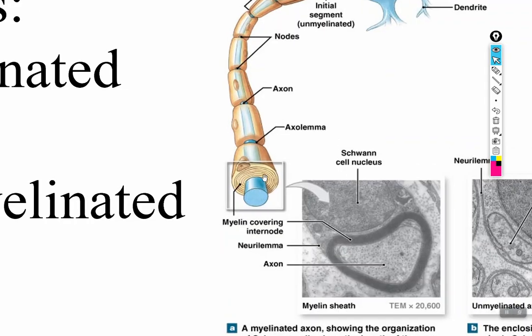If we first go here, what you can see is that the Schwann cell is going to wrap its membrane many, many times around the axon like a little jelly roll. And then if you take a transmission electron micrograph of that, which is a way of looking at super tiny stuff microscopically, you can see that there's a very obvious layered wrapping.